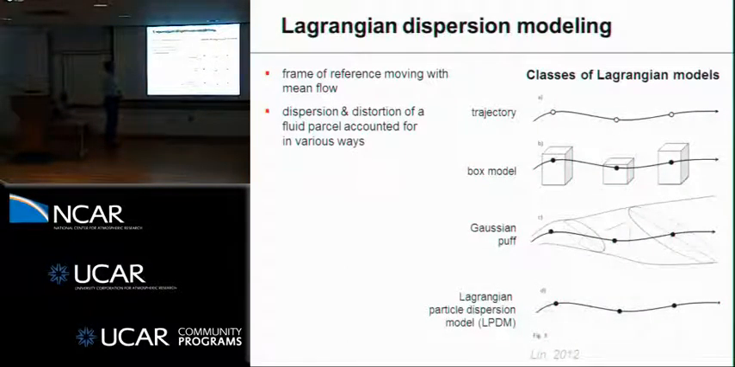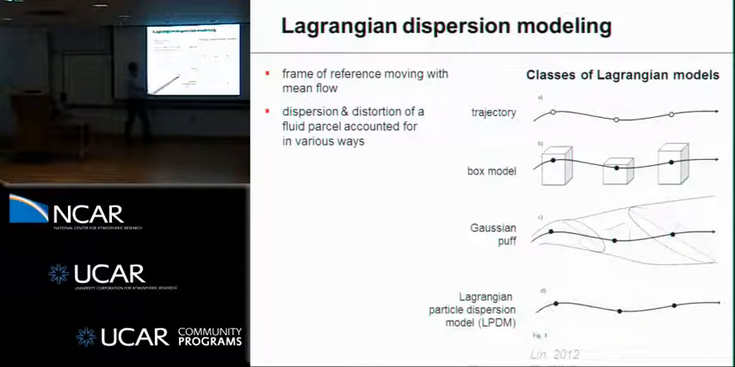So, Lagrangian dispersion modeling. As you certainly all know, within the Lagrangian framework, the frame of reference is moving with the mean flow. The main problem with this Lagrangian concept is that if you start off with, let's say, a regular volume of air, it will be distorted by the flow, by the shear, and so on. And you also have turbulent diffusion, so the molecules that were initially contained in your volume will spread out, and you get dispersion.